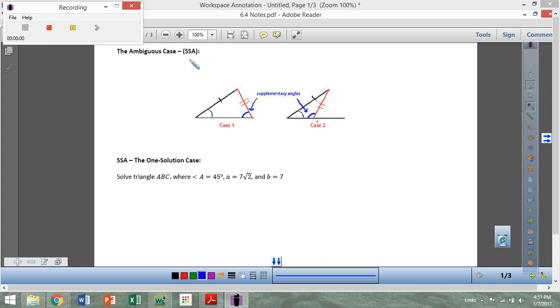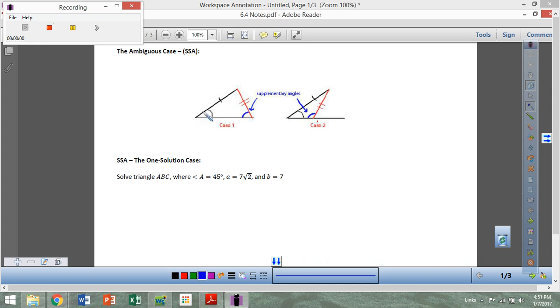Okay, in this video I'm going to talk about the information that is given being side-side angle. And if I have that, there are some different things that can happen, and that is why we call this the ambiguous case. So if you look at these pictures, it kind of just goes to show that there are different things that can happen with this.